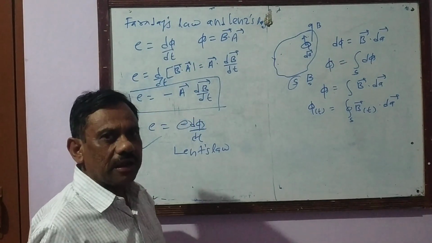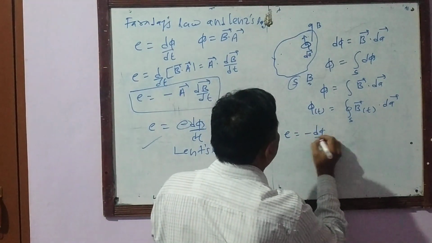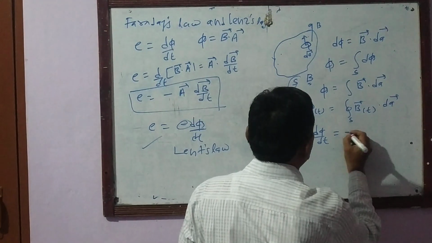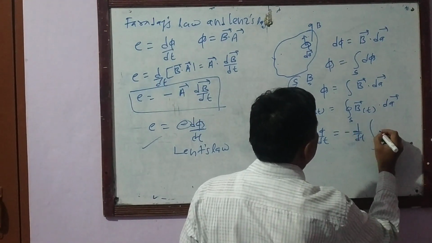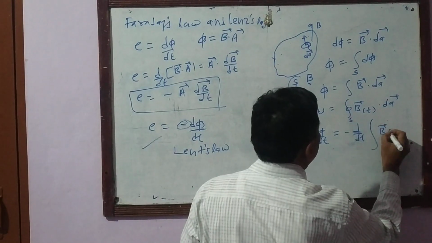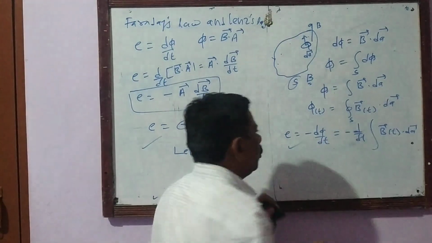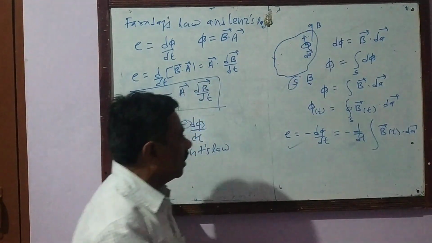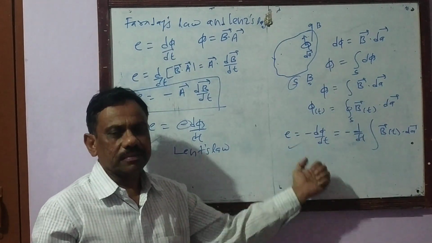Hence, the induced EMF generated, E is equal to minus d phi by dt in the coil, which is given by minus d/dt of the integration of B vector of t dot dA vector. This is the induced EMF generated in a closed finite surface, where this is the magnetic flux, and this will be the induced EMF.